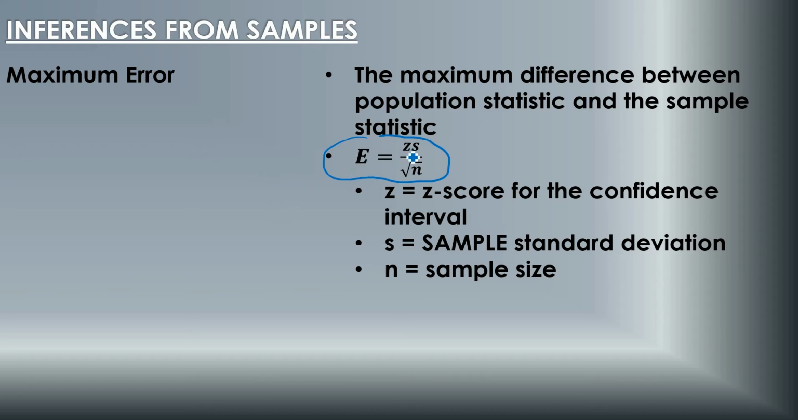So here's our formula. Z is that score that we just talked about, how we get it. S is our sample standard deviation, and n is our population size. Now notice it's in a square root, and that's telling us that really as n gets bigger, there's a diminishing return to how much better our sample actually is.